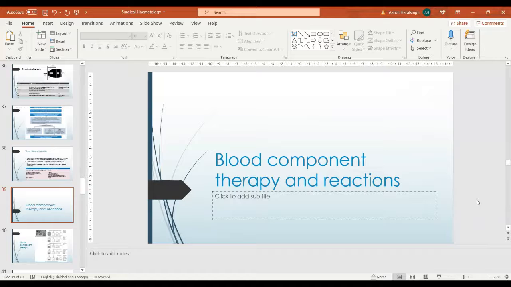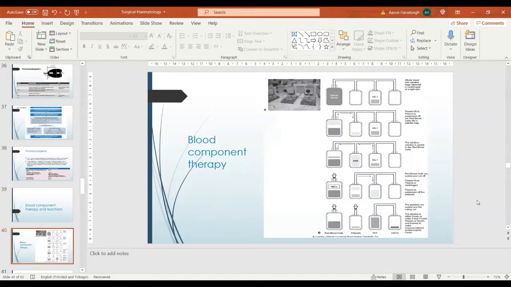Right, so we come to blood component therapy and their reactions. So blood has a number of components. It starts with whole blood, and then usually you're able to take off platelet-rich plasma and red blood cells. Then there's additive that's added to the red blood cells, usually citrate. The red blood cells are then sealed off, they're cut away.